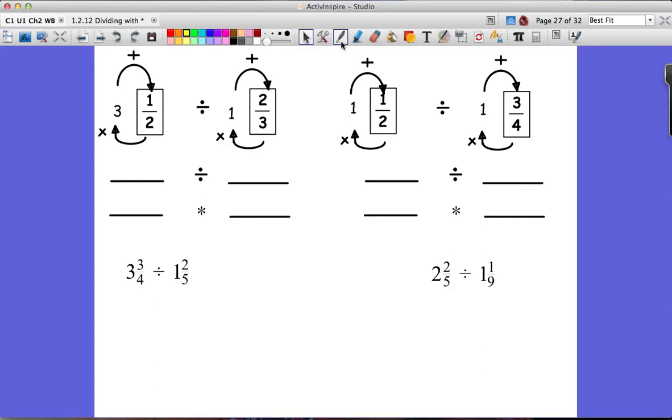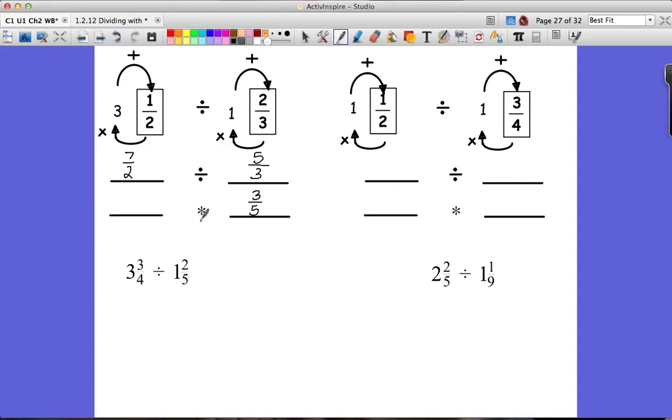All right, so what we do when we solve this is our first step, like we said, has to be to change any mixed numbers to improper fractions. So I take 2 times 3 is 6, plus 1 is 7. So this becomes 7/2 divided by 3 times 1 is 3, plus 2 is 5, 5/3. Now I need to change this to a multiplication problem. But in order to do that, I have to take the reciprocal of 5/3 and turn it into 3/5.